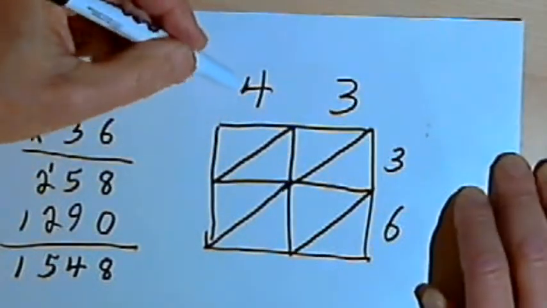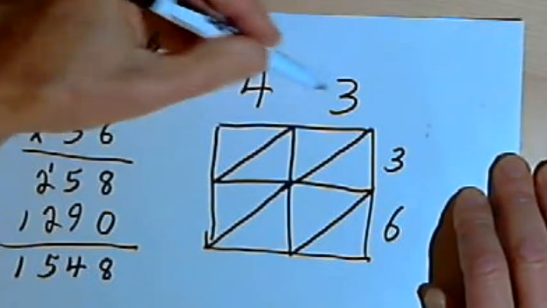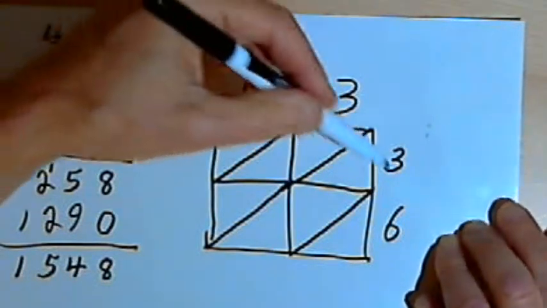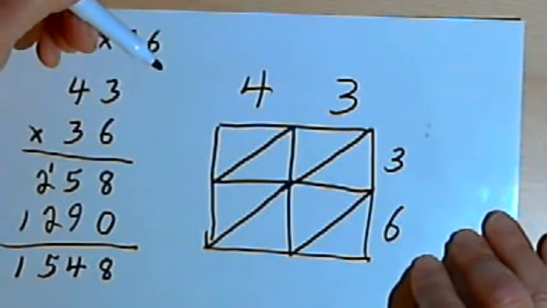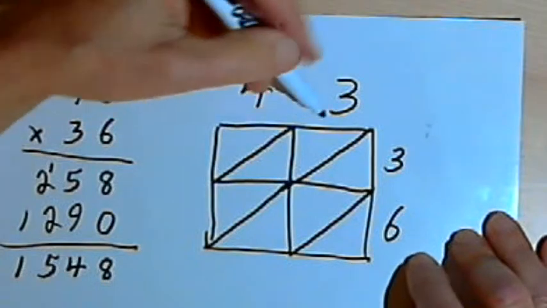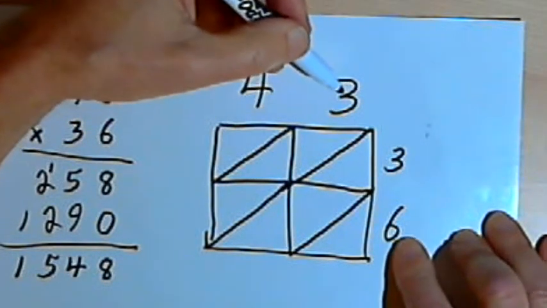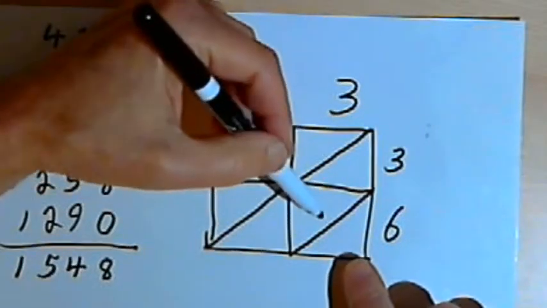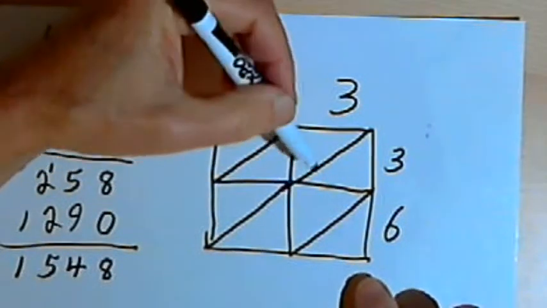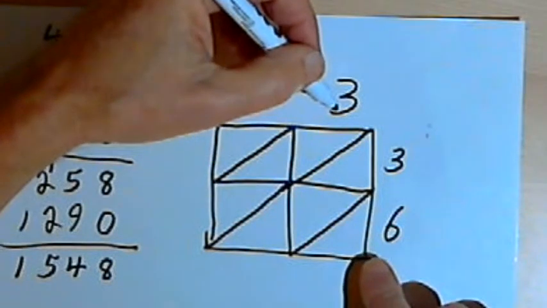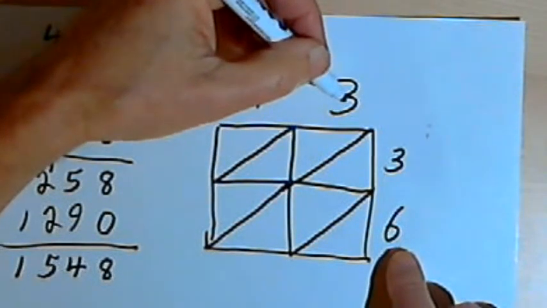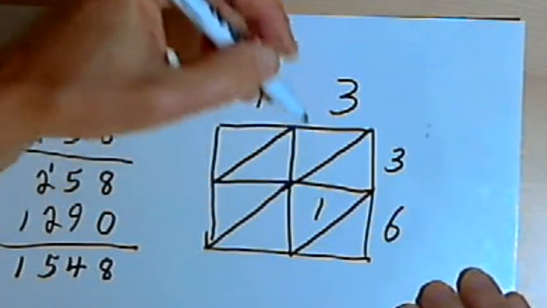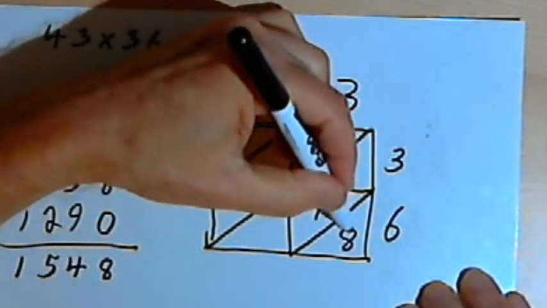And now I'm going to multiply each of the numbers going across the top by each of the numbers going down the right side. It doesn't matter what order I multiply them in. So I'm going to start out multiplying 3 by 6. I've got an 18. It's going to go in this lower right-hand box. I'm going to take the 10's power, the 1 of the 18, and put that in the upper half of the box, and I'll put the 8 in the lower half.